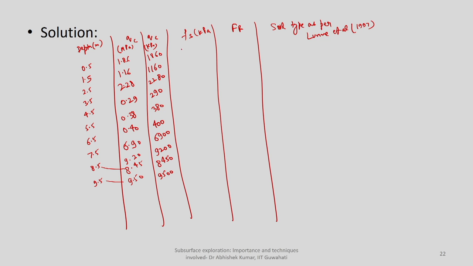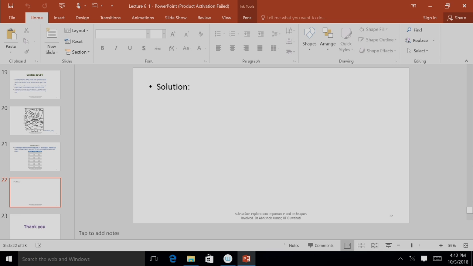Then the value of FS is given as 22.02, then 28.72, then 24.89, then 12.44, then 15.32, then 14.74, then 28.72, then 26.8. So it was 26.72, and so on.